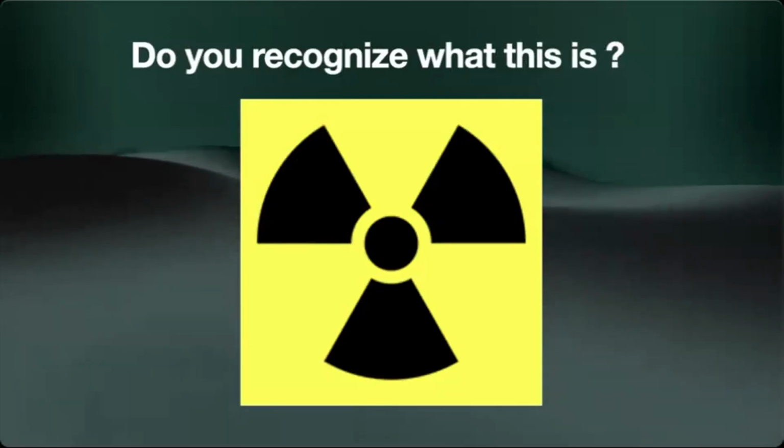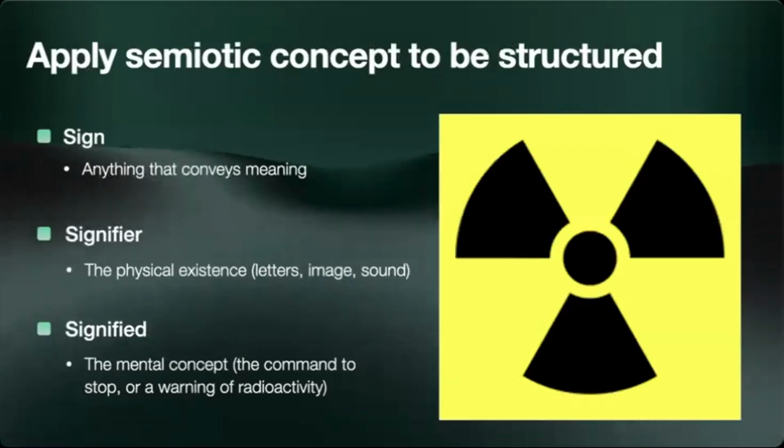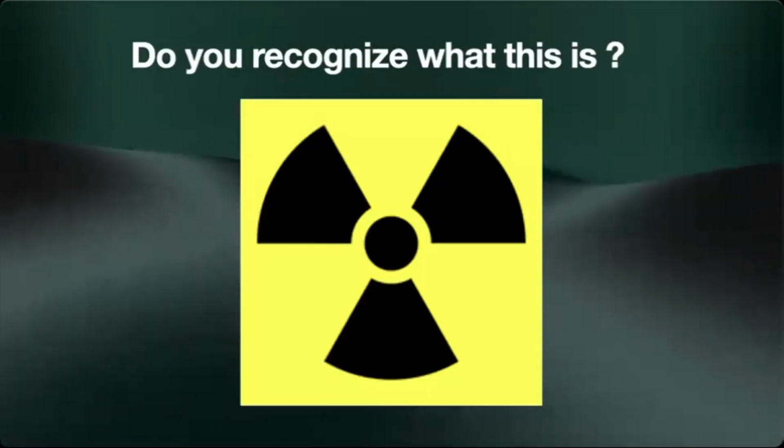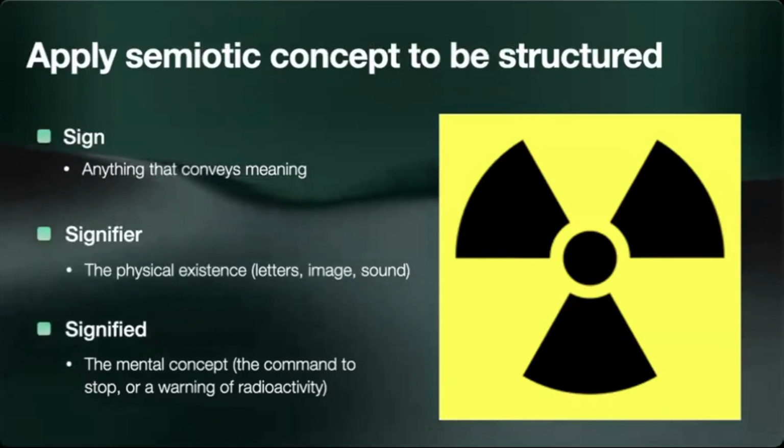Before that, let me give you one question. Do you recognize what this sign is? I assume that most of you know about this sign. Yes, this is the radiation warning sign, and it can be utilized to share the semiotics concept to describe the structure of a symbol.